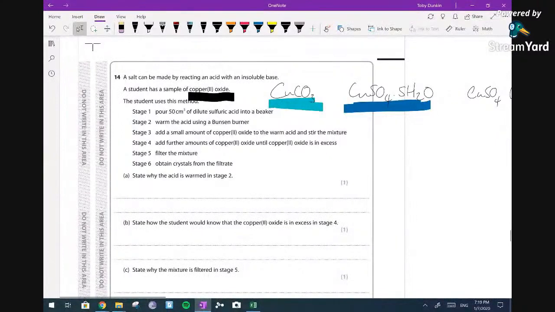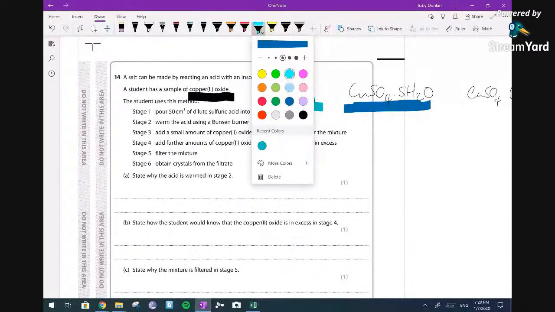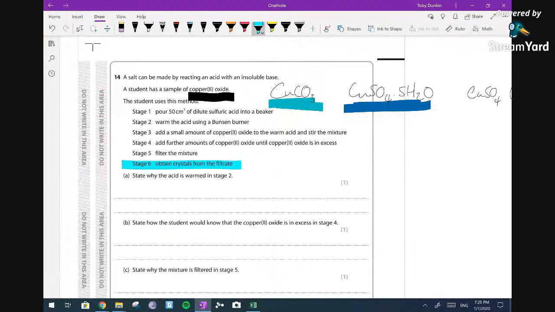So it says, the student pours 50 centimeters of dilute sulfuric acid into a beaker. She warms the acid with a Bunsen burner. She adds a small amount of the copper oxide to the warm acid and stirs the mixture. She adds a further amount of copper oxide until copper 2 oxide is in excess. Filter the mixture and obtain the crystals. Wow. It was going super well until the last bullet point. That last bullet point was just like, wow, you've seriously rushed that.